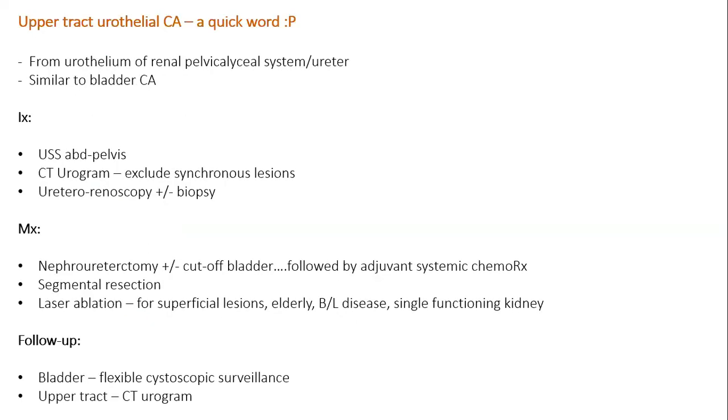Okay, and then yeah, it's just upper tract urethral. Before finishing it off completely, I'll do upper tract urethral carcinoma. Actually there's nothing much, you just need to know upper tract involves the ureter, upper ureter, renal calyceal system part, and similar to bladder CA because they share the same epithelium. And investigation wise, again, it's similar to bladder CA where you do an ultrasound abdomen, CT urogram, and here instead of a cystoscopy, you have to go further up. So you call it ureterorenoscopy, involving the ureter as well as the kidney, with or without biopsy, depending on what you see.